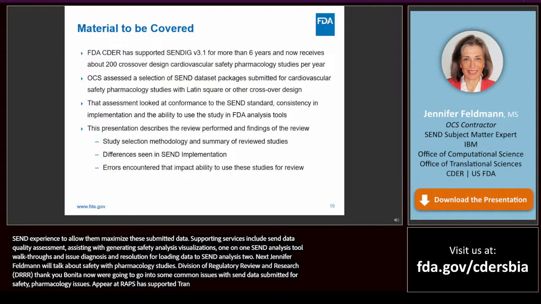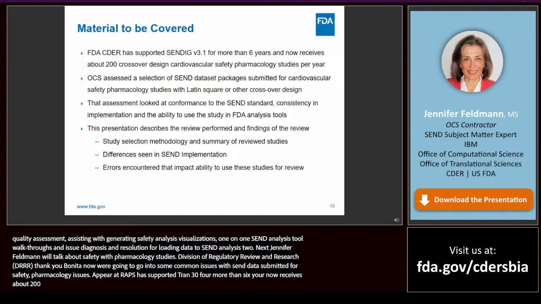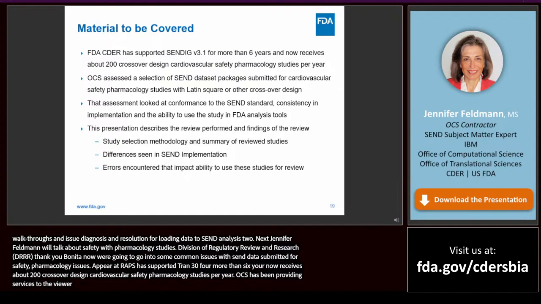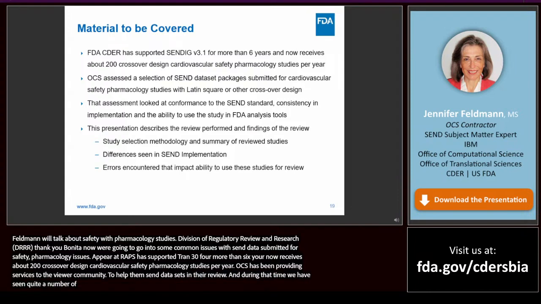During the time that CDER has been supporting the standard, OCS has been providing services to the reviewer community to help them use those SEND data sets in their review. And during that time, we have seen quite a number of errors come through in the SEND data sets that have affected the reviewer's ability to use the SEND data sets.